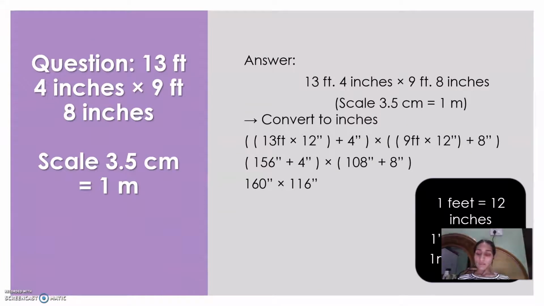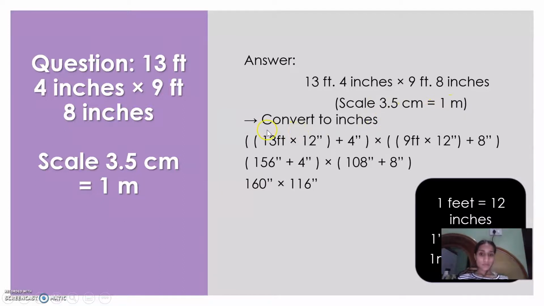So today we are going to solve a question. The question is 13 feet 4 inches into 9 feet 8 inches. As we know, it's a huge measurement, so we have to convert it using a scale. The scale is 3.5 centimeters equal to 1 meter.